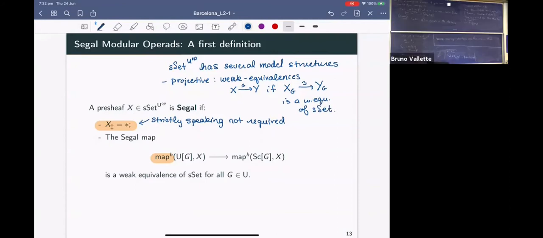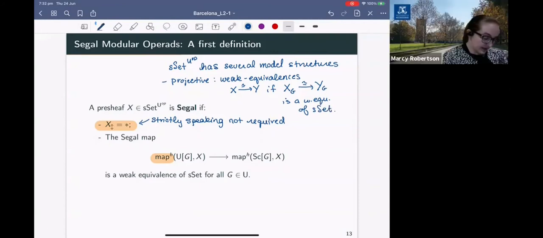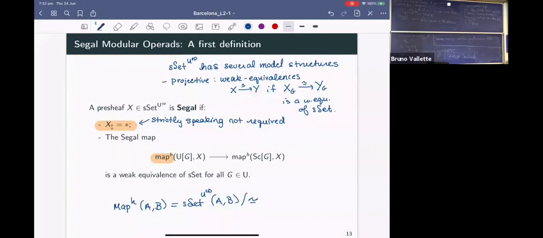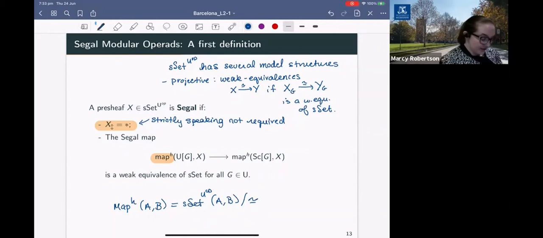Okay. So I have some well-defined notion of weak equivalence, and then the map here, this is what I mean by just writing A to B modulo, where I've inverted up to weak equivalence. So the homotopy classes of maps, if you're not familiar with that notation. So this is a perfectly fine definition of what would be a Segal modular operad. And you could use whatever model structure you want.